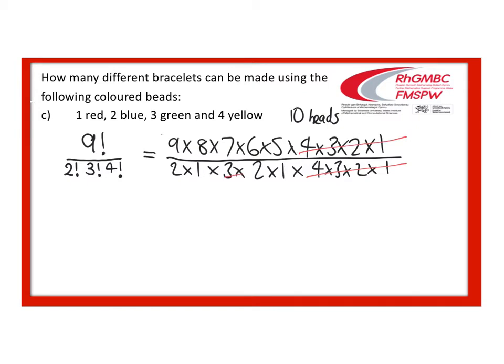3 times 2 times 1 gives me 6. And then I've got a factor of 2, so put that in there. And what we've simplified this to is 9 times 2 times 7 times 5. So I'd get 18 times 35, which you could do with long multiplication, and you get an answer of 1,260 possible different ways.